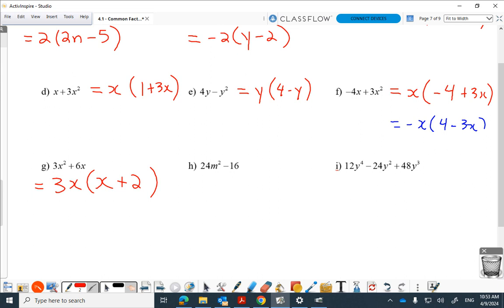How about this one? A little more challenging on the numbers. There's lots of numbers that divide into 24 and 16. What's the biggest number that divides into 24 and 16? 8. How did you get it?